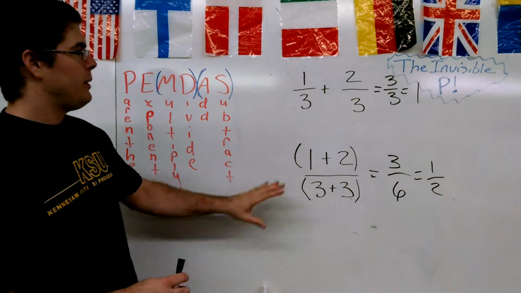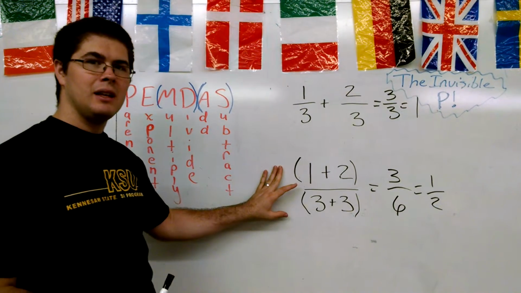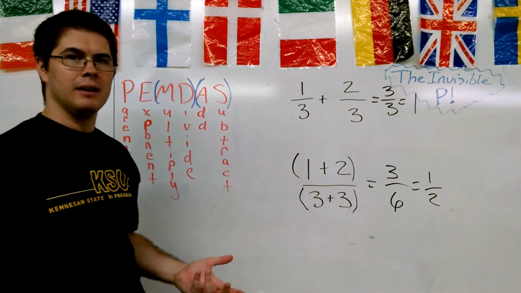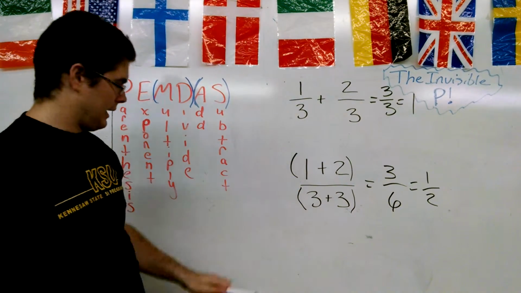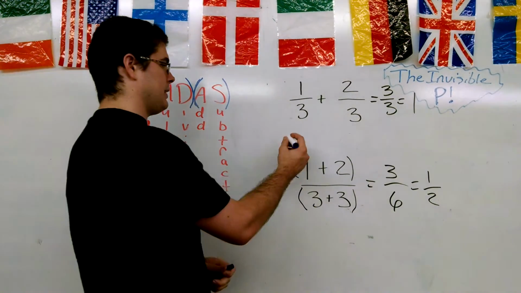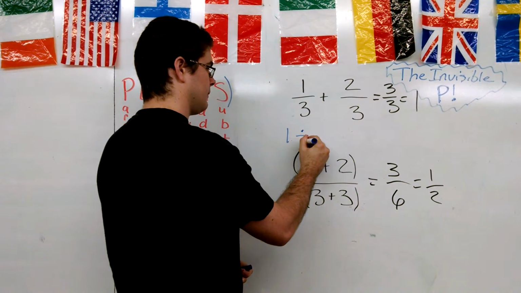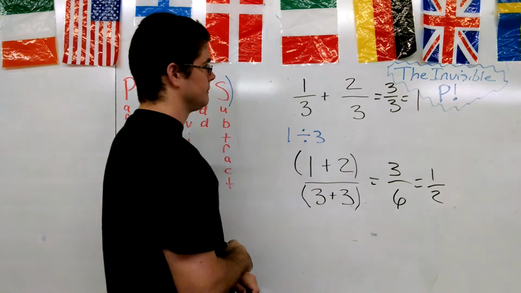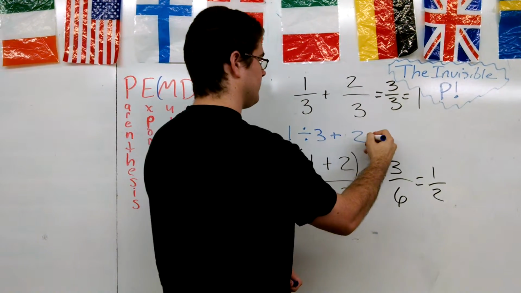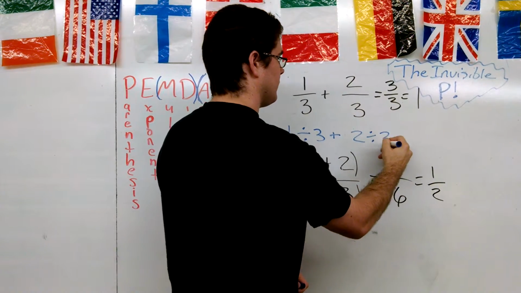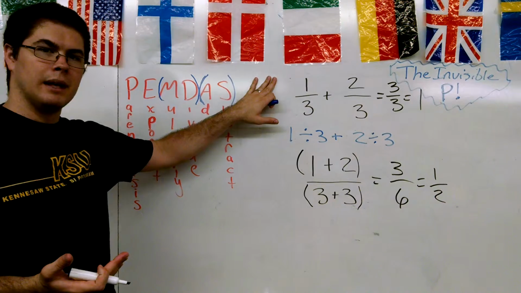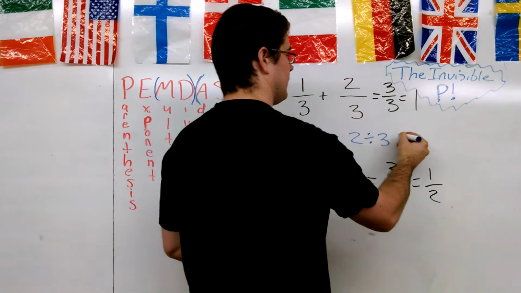Also, I want people to understand what this would say if I wrote it using the division sign. So instead of using a fraction, what would that look like? I'm going to use a different color so it's easier to see. What this would look like is 1 divided by 3 plus 2 divided by 3. These two expressions mean the same thing. So this would also give me 1.